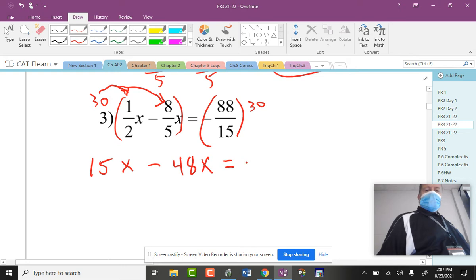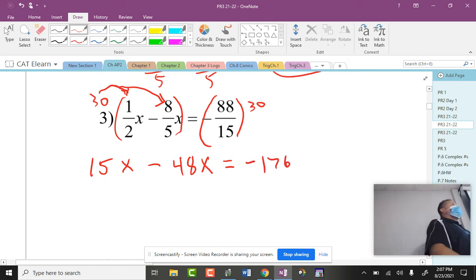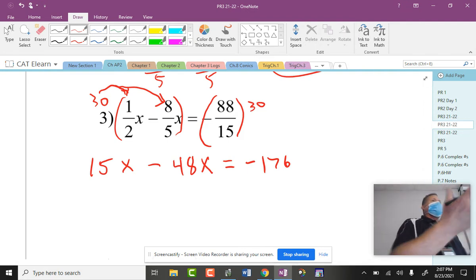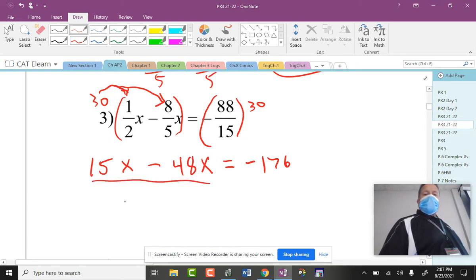All right, it's negative 176. A student last hour did it real quick. 80 times 2 is 160. And then 8 times 2 is 16, and then add those two. 160 plus 16 is 176. Then, of course, we know these are like terms, I hope. I don't want to underline it like you think I'm dividing.